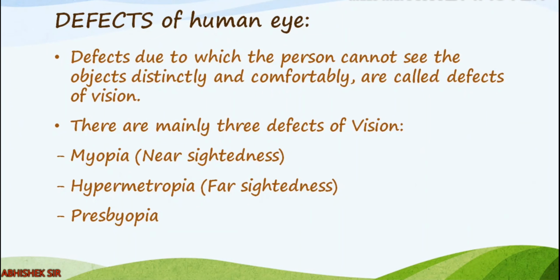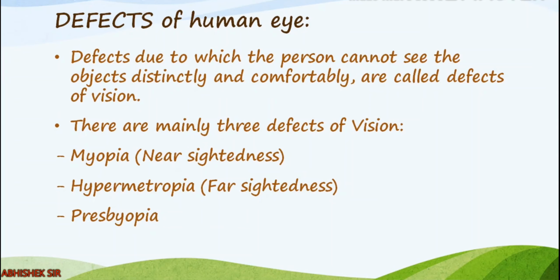In this journey we are going to talk about the most important topic, or the most important question for 4 marks that might come from this chapter in this board exam, right? So the topic is defects of the human eye. Defects arise due to which the person cannot see the objects distinctly and comfortably. They are called defects of vision. There is a problem of seeing and reading the objects clearly.